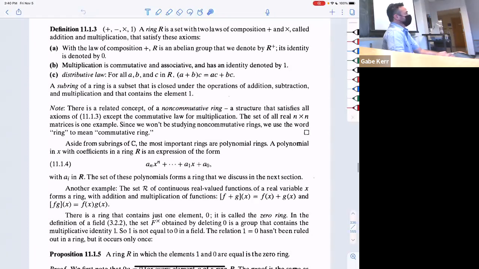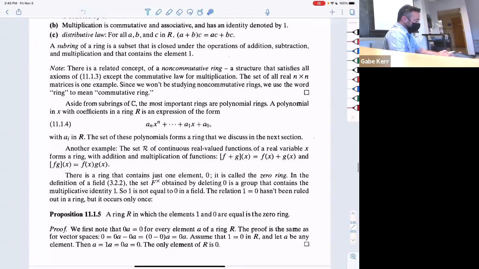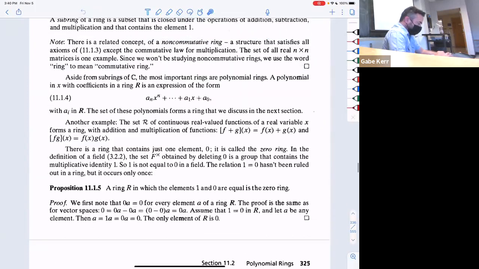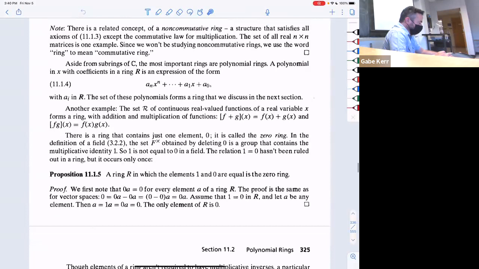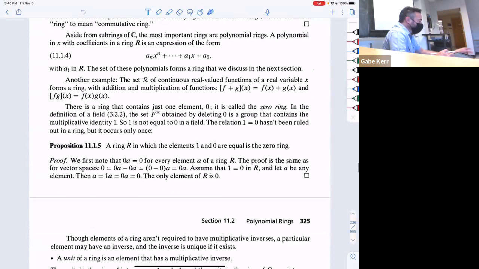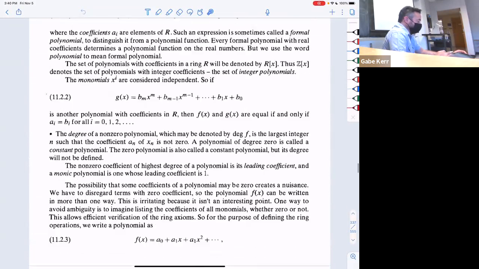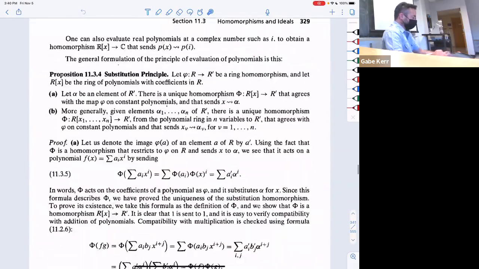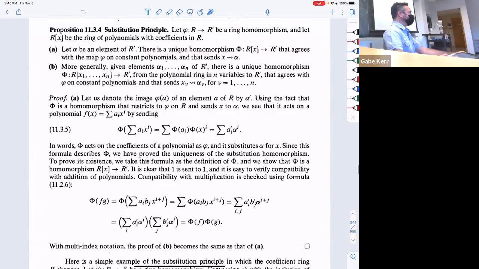Sorry about that. So use my definition. A set of... yeah. Since we won't be studying non-commutative rings, we use the word ring to mean commutative ring. Well, it's fine to say that. It's fine to say from here on out, all rings will be considered commutative. But you should define it as such.